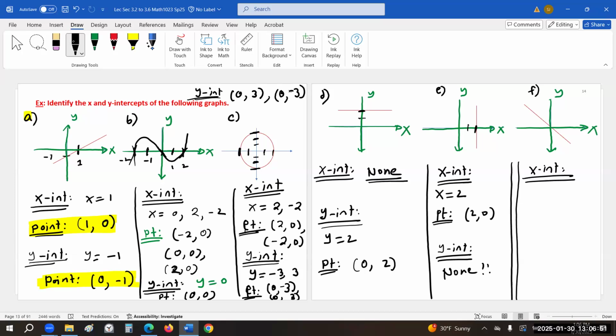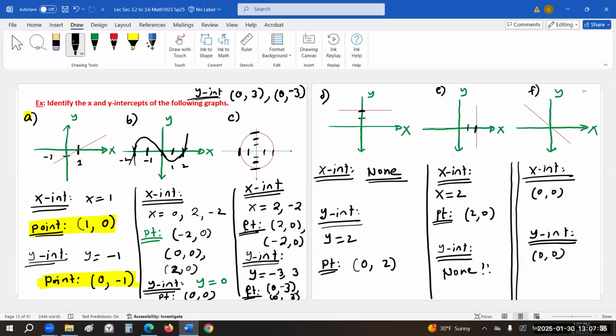We didn't cross the x, so we cannot have x-intercept. And in here, we are crossing both x and y through the number 0. So what's the x-intercept? 0. What's the y-intercept? Again 0. So it's 0, 0. This is an interesting one because both x and y intercept at the same point. We may have one intercept, no intercept, or more than one intercept. It doesn't have any specific rule how many intercepts we have for any graph.